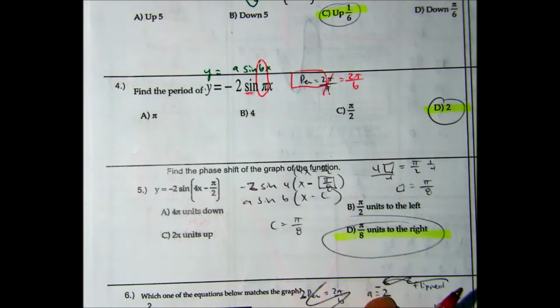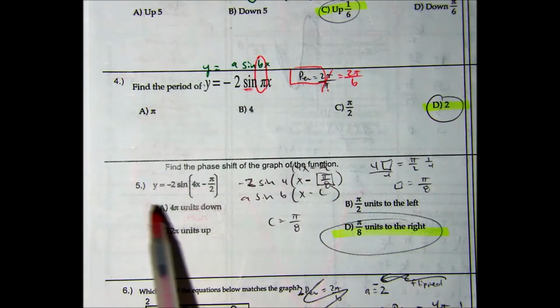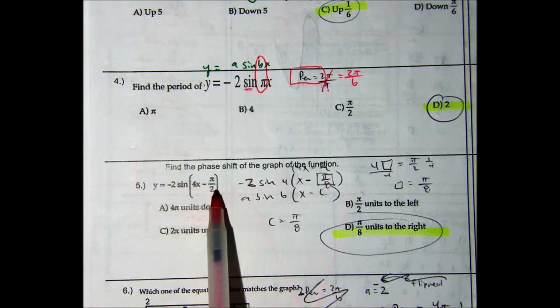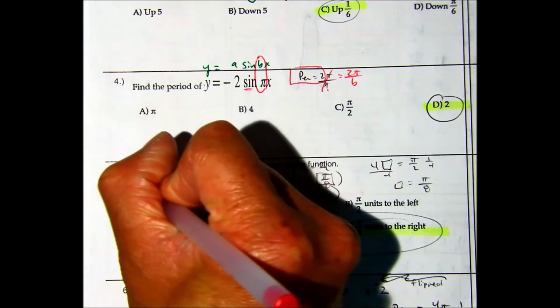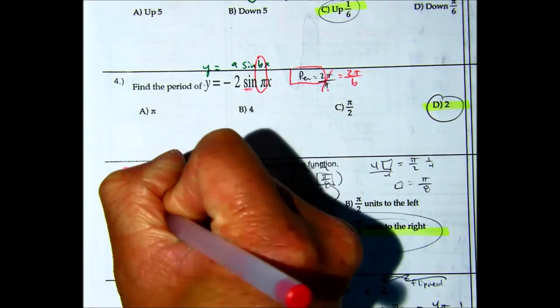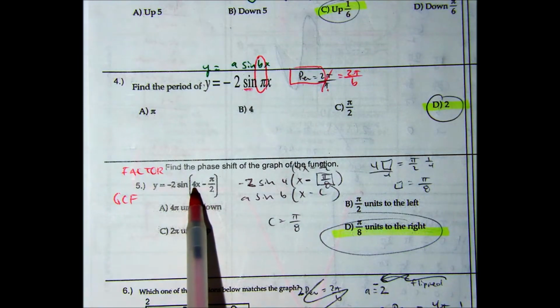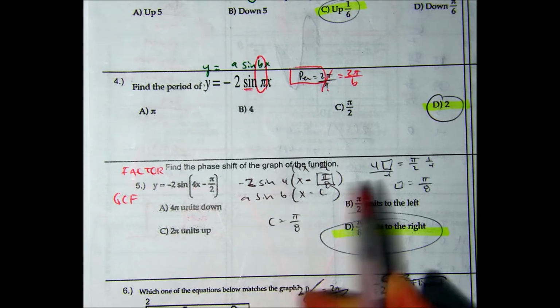Question number 5. Find the phase shift of the graph of the function. Y equals negative 2 sine 4x minus pi over 2. Notice the first thing you're going to have to do in this problem is factor out a GCF, the greatest common factor. How do you know to factor out a GCF? If there's a number in front of x like there is inside the parentheses, that's the number you're going to pull out. How do you figure out what goes there?